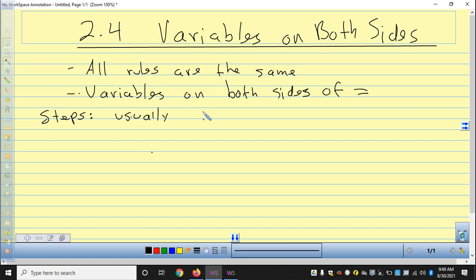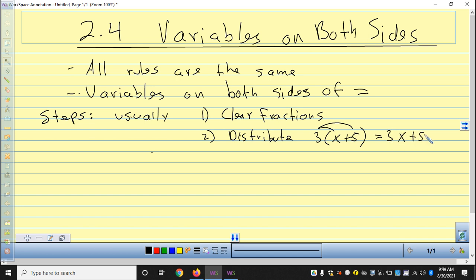Usually, the first step is to clear fractions. And that's like we did on a couple examples up here on the board, where we found a common denominator and multiplied everything by that number to get rid of whatever the fraction was in the denominator. Clear fractions. The second is distribute. And that means if we have 3 times x plus 5, we're multiplying into the parentheses there, and that's 3x plus 15.